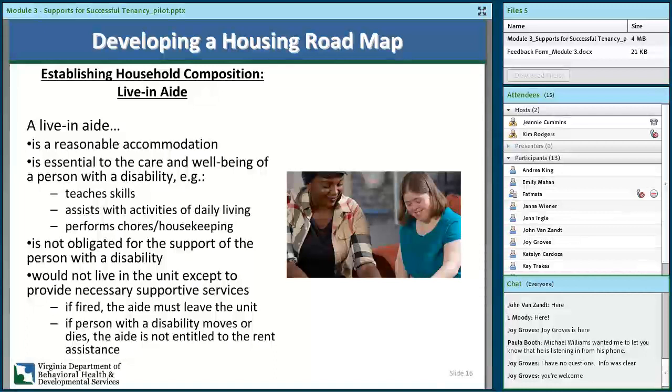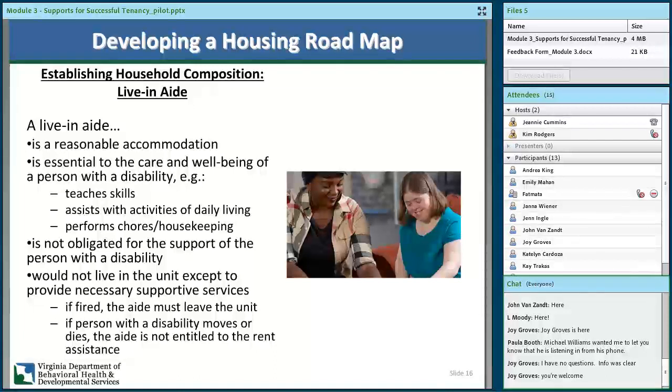Now, the live-in aide is not obligated for the support of the person with a disability. For example, the aide is not the parent, adoptive parent, or foster parent of a minor with a disability who's obligated to provide the minor care and financial support. Likewise, a live-in aide cannot contribute income to the household, for example, for living expenses. If this occurs, the person is no longer considered a live-in aide, but is a household member whose income must be included when the rental assistance program calculates the tenant's contribution toward rent.